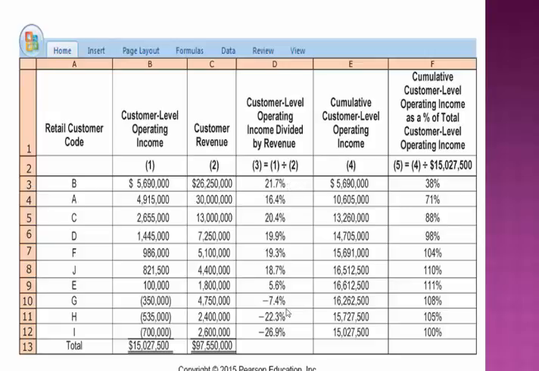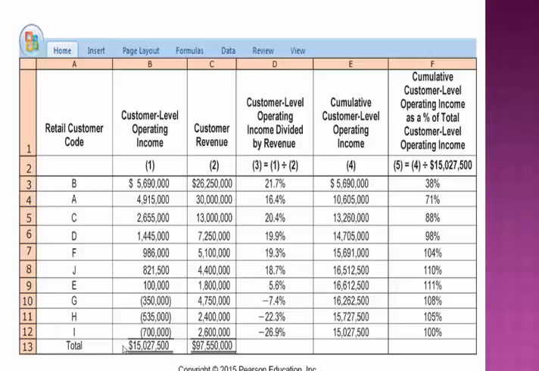To put this into additional information that we can look at, we can then take and do a cumulative analysis. Now this cumulative analysis is going to take the information from this column right here. 5.69 million from customer B is our first amount of operating income. So that goes here, 5.69 million. We can take the 5.69 million and divide that by total revenue.